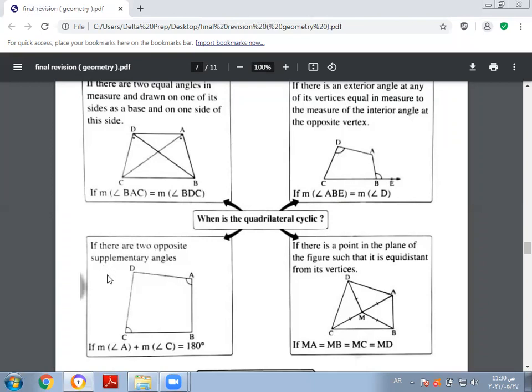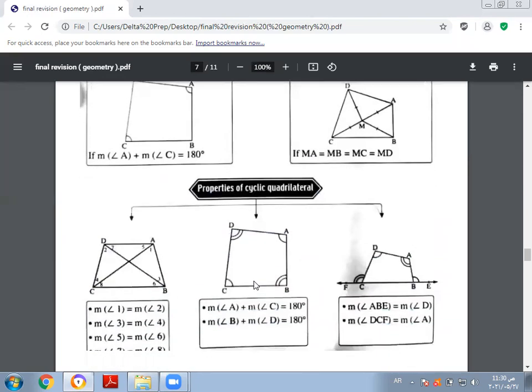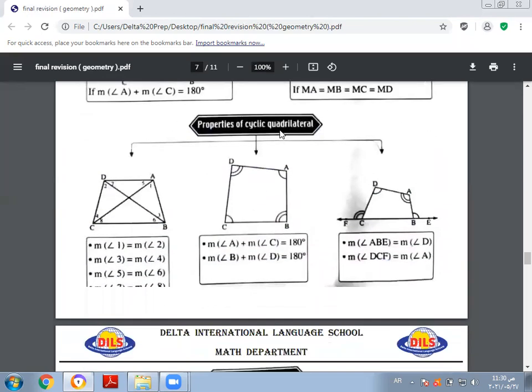If there are two opposite supplementary angles, then measure angle A plus measure angle C equals 180. If there is a point in the plane of the figure such that it's equidistant from its vertices, that is, MA equals MB equals MC equals MD. Properties of a cyclic quadrilateral: if ABCD is a cyclic quadrilateral.